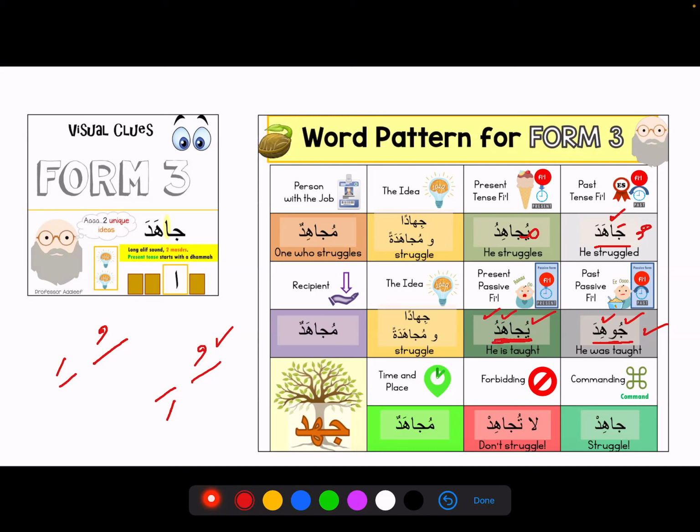Jihadan wa mujahadatan, this is our masdar, and ism maf'ul, mujahadun. What's the difference between ism fa'il and ism maf'ul? The middle root letter has a fatha in maf'ul, and a kasra in fa'il. Yes, only one haraka is changed, right? The rest is all the same. So mujahidun and mujahadun.